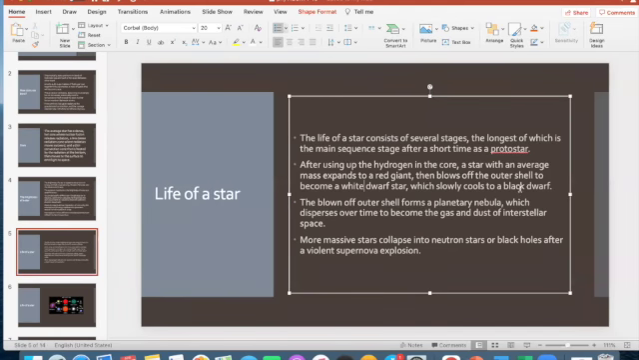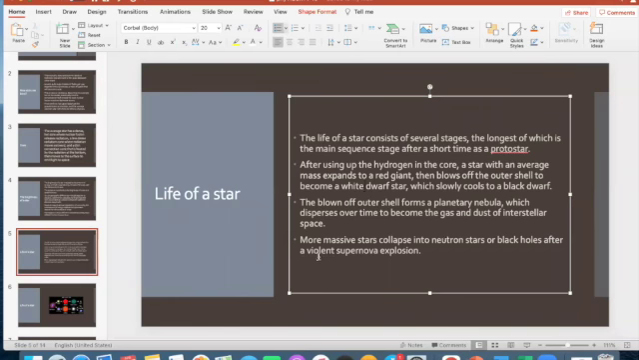The hotter it is, the brighter it shines. It eventually blows off, or it heats to a point where it can't be heated anymore, and then it cools off. All right, so that's what we call a black dwarf, when it's completely cool and it's not giving off any light at all. The blown off outer layer shell forms a planetary nebula, which disperses over time to become the gas and the dust of interstellar space, or it can form into a different star.